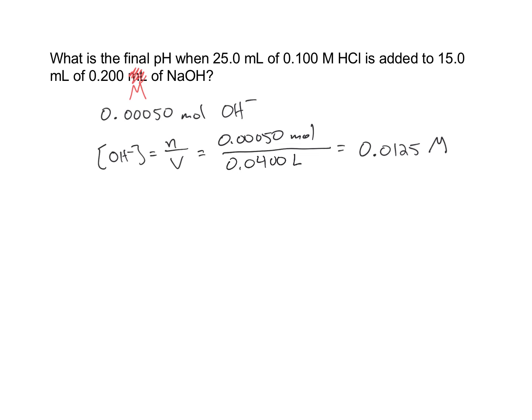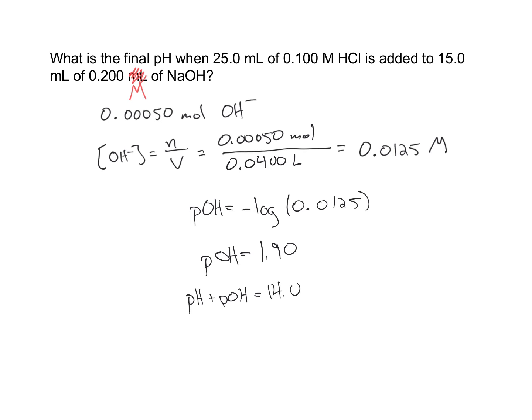And once I know the concentration of hydroxide, it's easy to find the pH. So there are a couple ways we could do it. I like to go the pOH route. So the pOH is going to be the negative log of the hydroxide ion concentration. So for the pOH, I get 1.90. And then we know that pH plus pOH has to be equal to 14. So the pH is going to be 14 minus 1.90. And so for my final pH, I get 12.10.